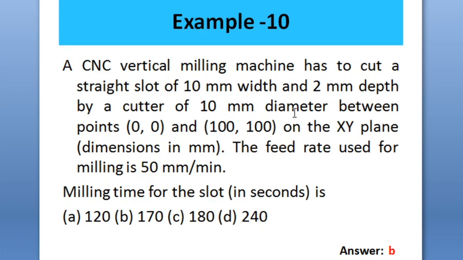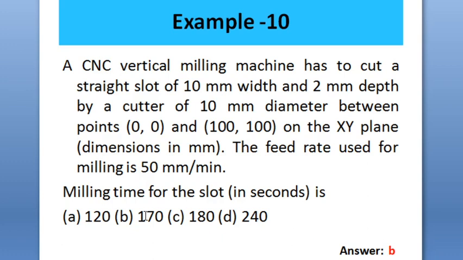The slot is produced from 0, 0 to 100, 100. The feed rate value is also given, 50 mm per minute, used for the milling operation. You have to calculate the milling time for the slot in seconds, for the slot of 10 mm width and 2 mm depth. The answer is B.